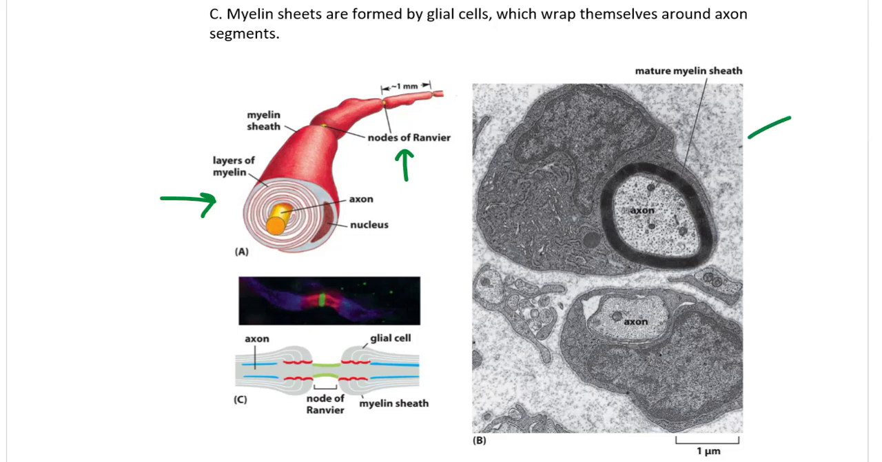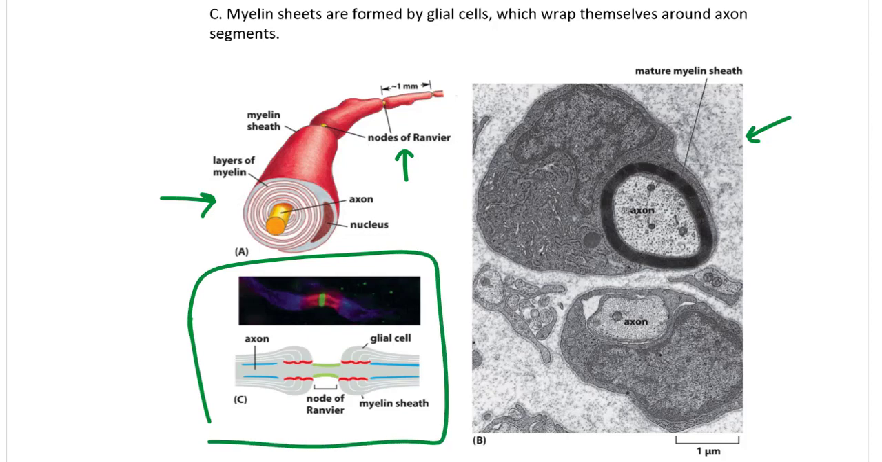And this picture is just the electron micrograph of that, an axon, and then you have the glial cell wrapped around it. And here is a picture showing you that you have the glial cell and you have the myelin right around it, the myelin sheath, like that, and like that. And then you have an exposed node of Ranvier right here.